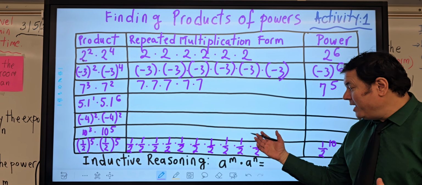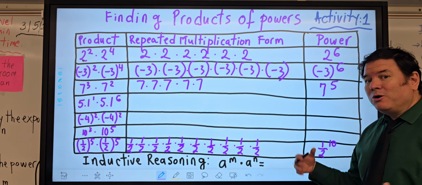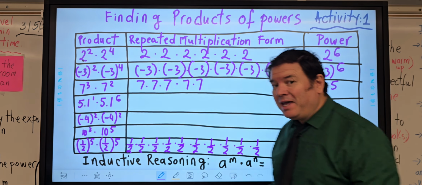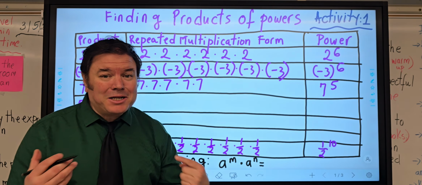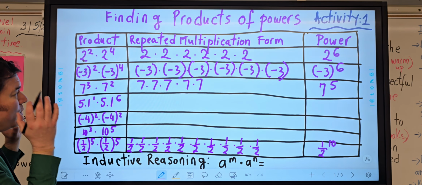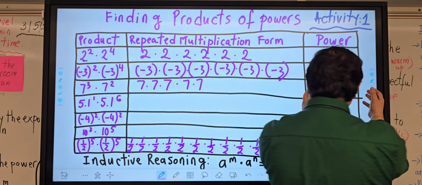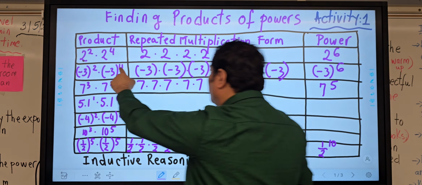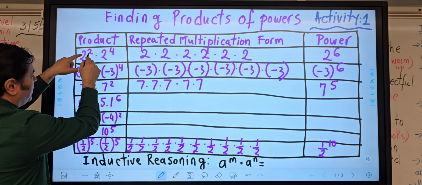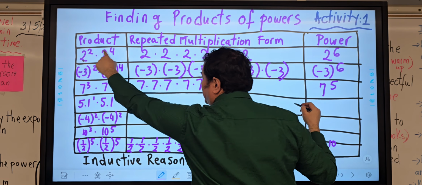a to the m times a to the n would be what? Okay, so we are going to use inductive reasoning. The inductive reasoning is telling us that through exploring these patterns here and coming to an answer here, what did we do here to the exponents 2 and 4?